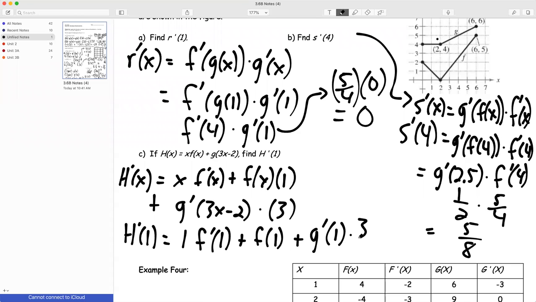Okay, so now look at the graphs. What is f prime of 1? Negative 1 there. So I've got 1 times negative 1 plus, what's f of 1? 1, plus, what is g prime of 1? It's 0. I'm looking at the slope at 1. So the times 3 doesn't matter there. So I've got negative 1 plus 0. I did all that work and end up with an answer of 0.